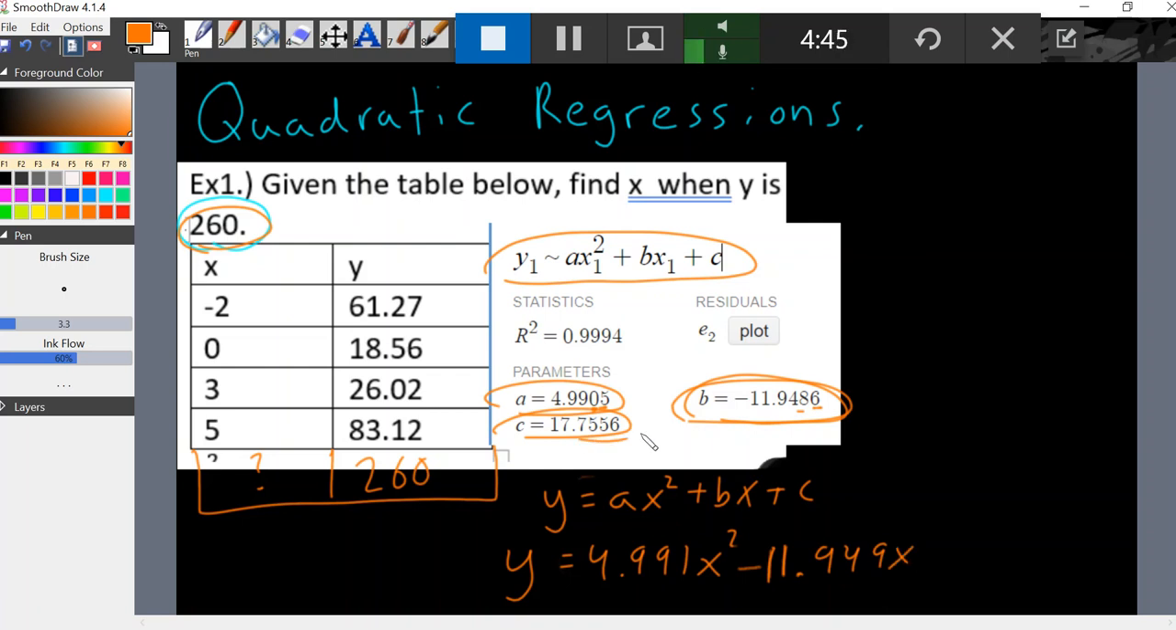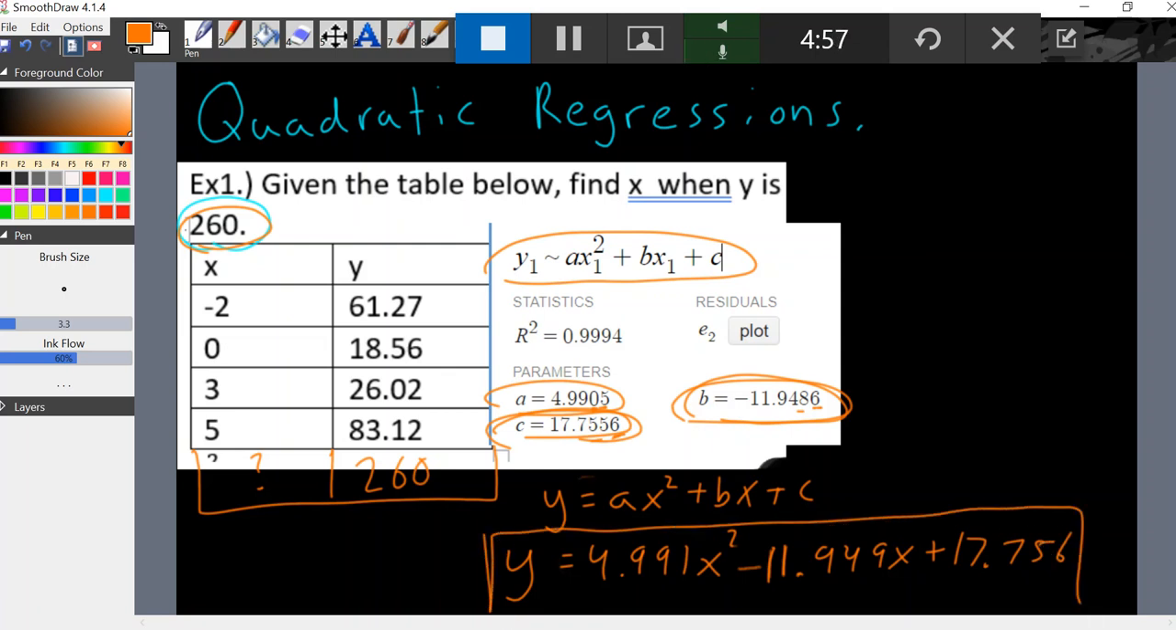And then lastly, our c value is positive, so I'll put plus 17.75, and yeah, that 6 rounds up that 5 as well, 6. Alright, I now have modeled my quadratic regression, and I can now attempt to answer this problem. So before I really clear this up, remember, we're looking for where y is equal to 260.